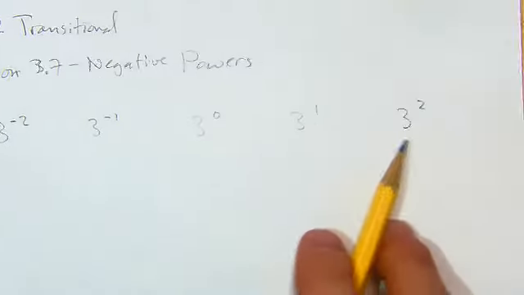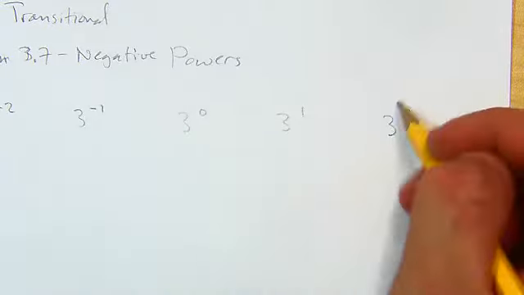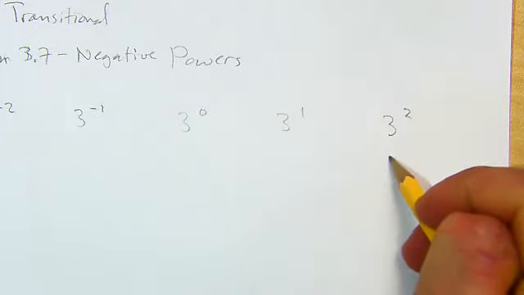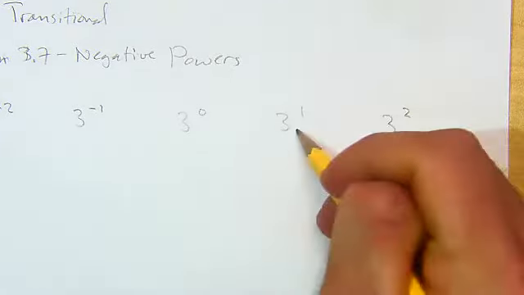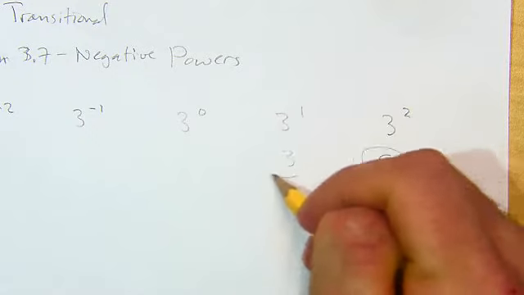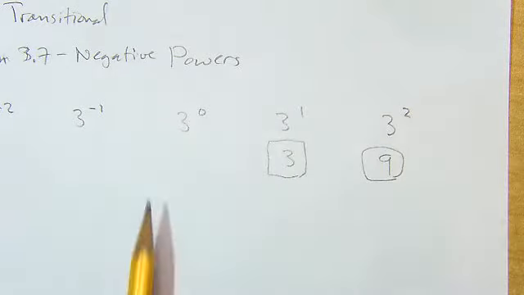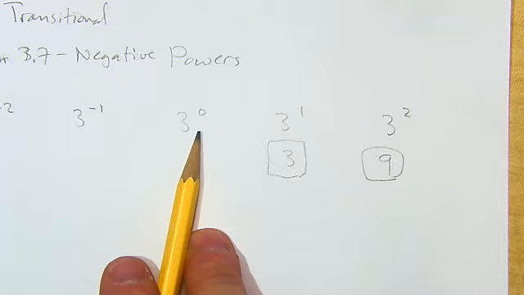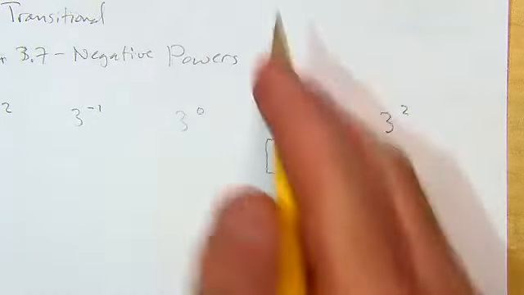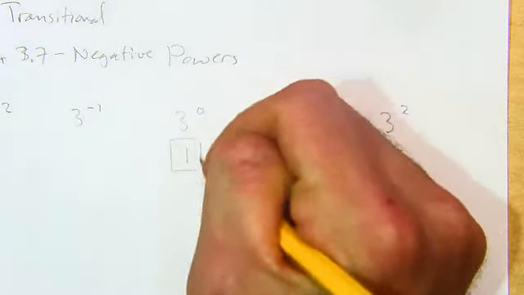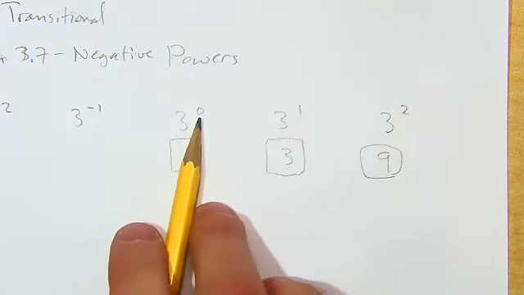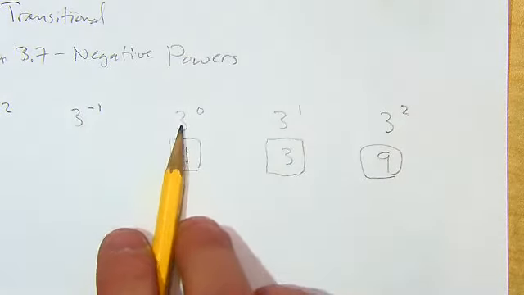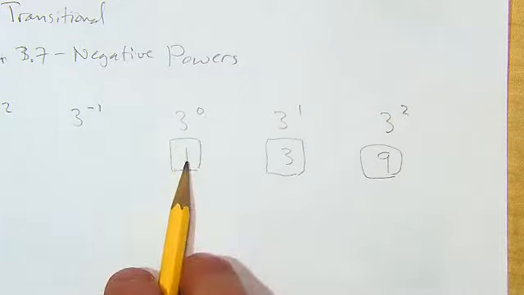Okay, we'll start over here because you guys know these. 3 to the 2, 3 times 3, well, that's 9. 3 to the 1, well, it's just 3, right? 3 times itself once. 3 to the 0, we mentioned this earlier, but maybe you forgot. Anything to the 0 power is actually 1. So you might think this would come out to be 0, but whatever it is, to the 0 power always is 1.